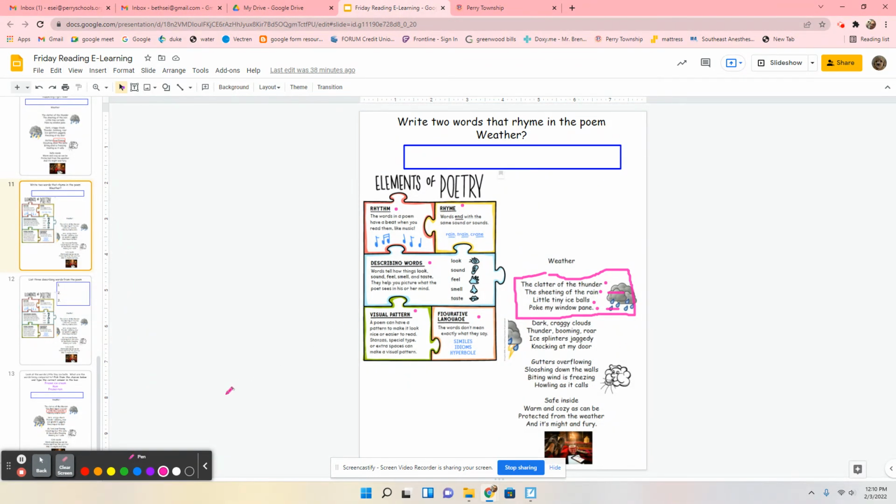They sure do. Let's look at stanza number 2. Let's see if I look at line 2 and line 4 of this stanza. Do the last 2 words rhyme? Roar, door. Do they rhyme? Yes, they do.